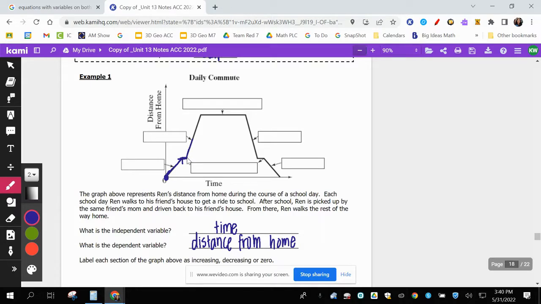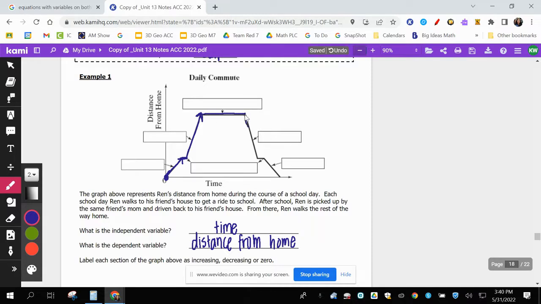Then it looks like the slope is positive again. So he's gaining distance away from home. This would be when he's in the car getting a ride to school. And see how the slope is a little steeper? It's because he's moving quicker than if he was just walking. Then here the slope is 0 for a long period of time. His distance from home doesn't change. That's probably when he's actually at school.